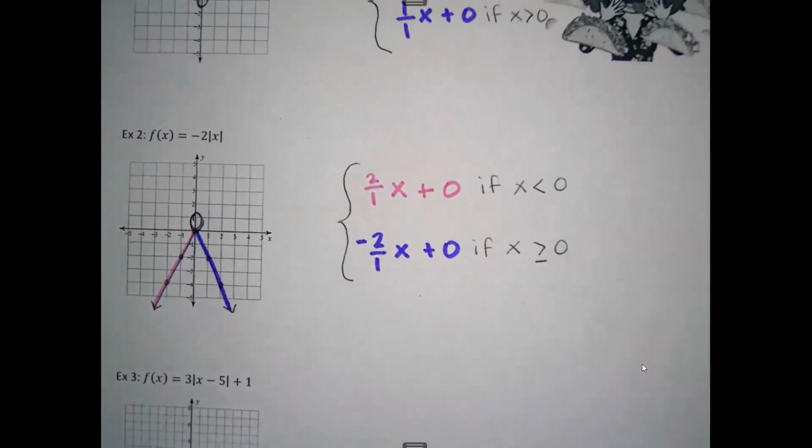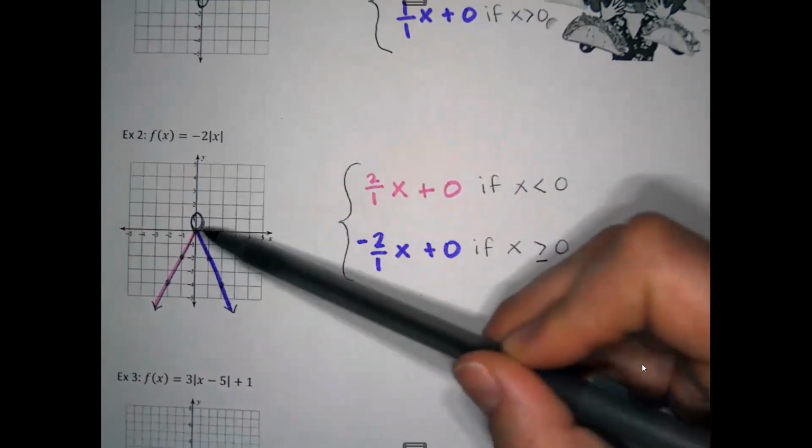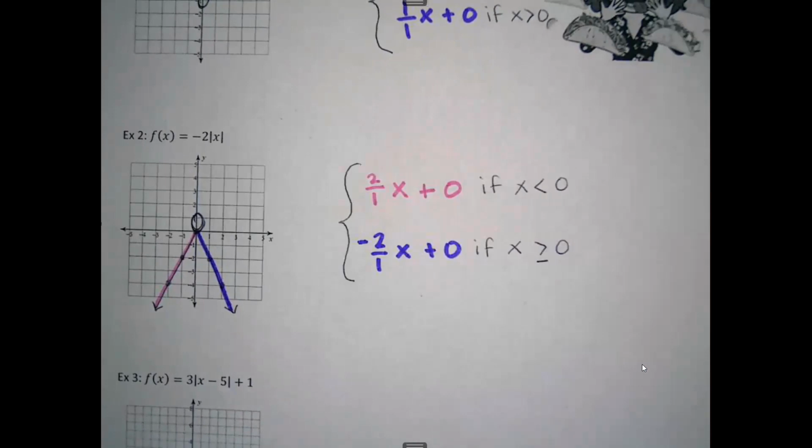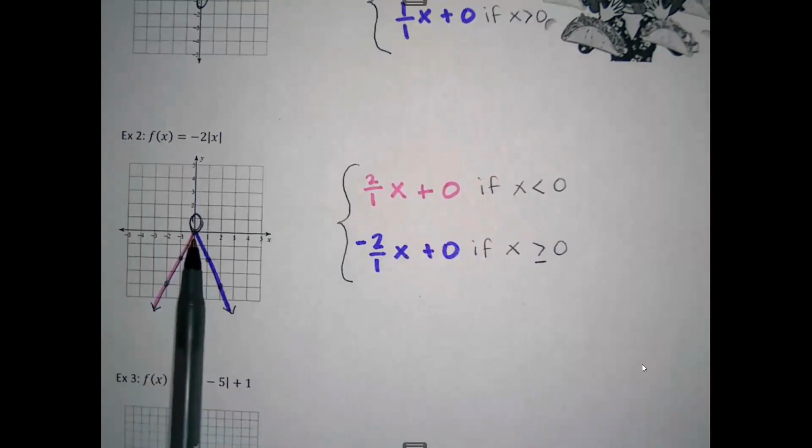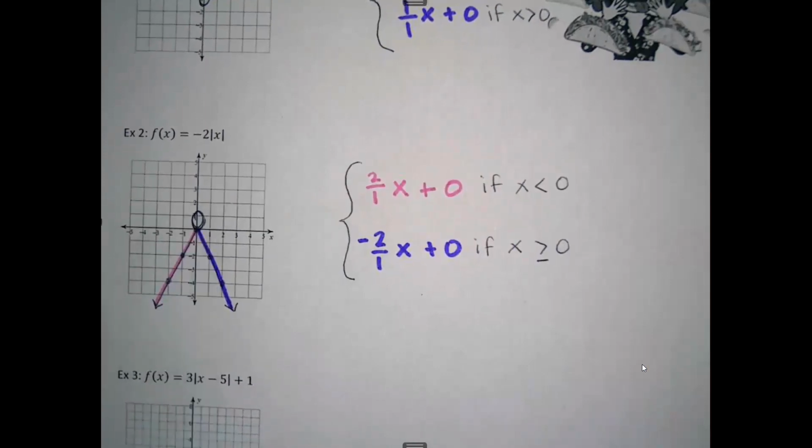Does it matter which side I include it? No. All that matters is I make sure that I'm not skipping it because the graph does not skip it. Okay? 0 is not a gap. It's there. So it doesn't matter if you include it on the left side or the right side. You just have to include it on one of them. Okay?